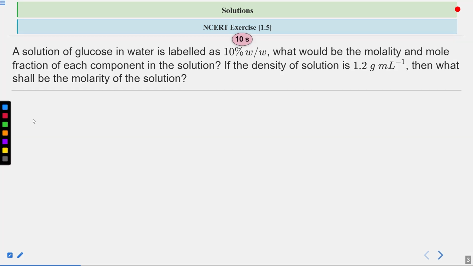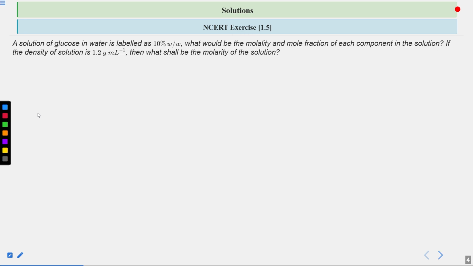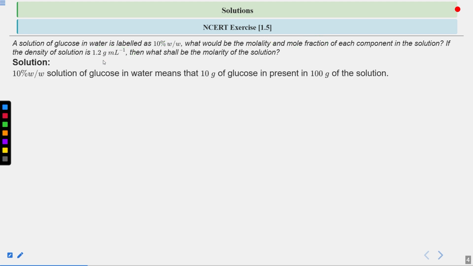So let's see how we can solve it. You have 10 seconds to think over it, then we will start the solution. Let us see the solution. The question is asking to calculate the molality and mole fraction from this weight by weight percent, and we also have to calculate the molarity since the density is given. By 10% weight by weight, it means that 10 gram of glucose is dissolved in 100 gram of the solution.